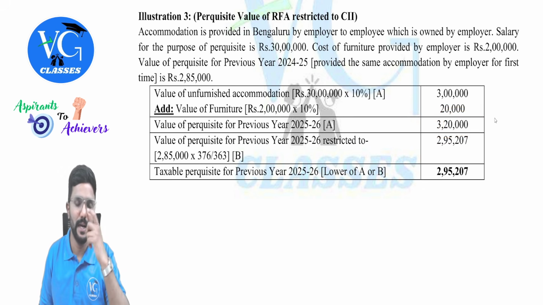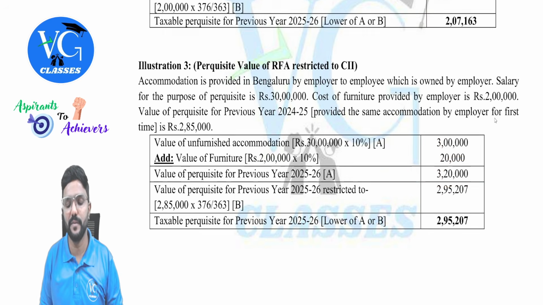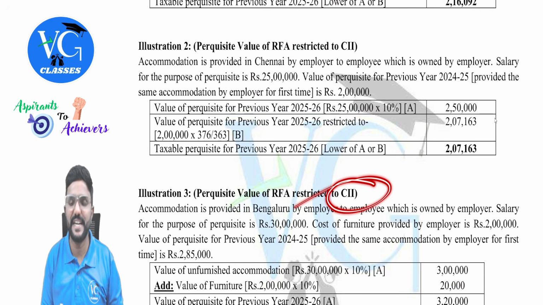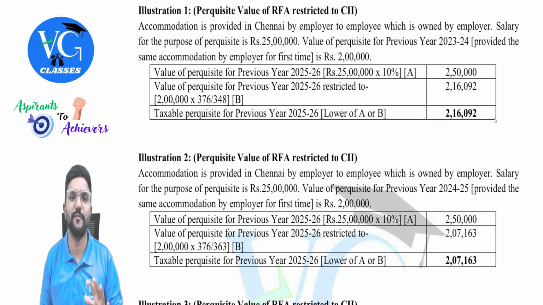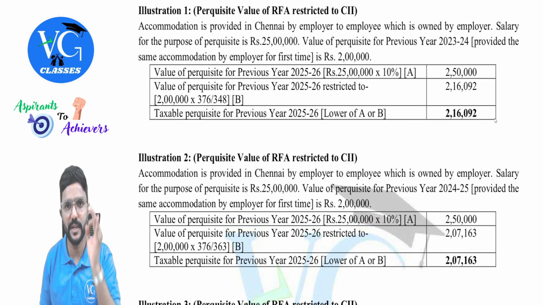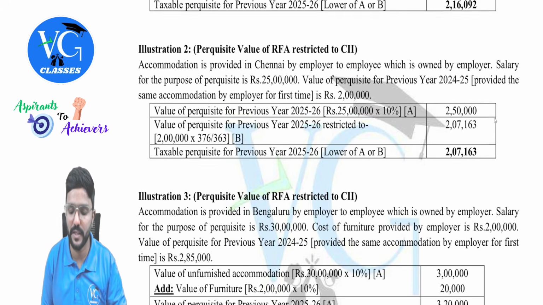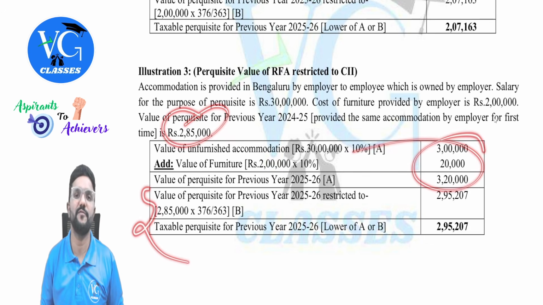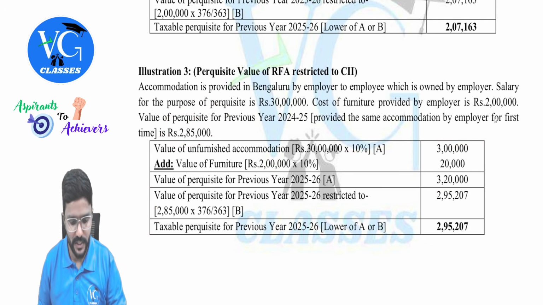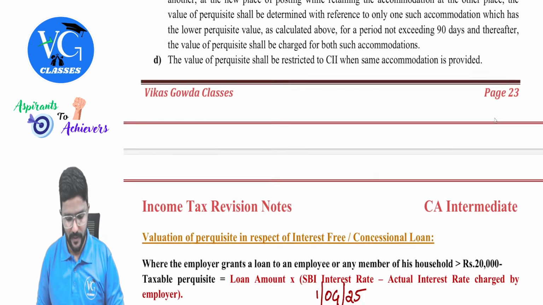Got it, people? Yes. And please be careful. This provision, that is cost inflation index, we will apply only when the same accommodation is provided by the employer for more than 1 year. And only if such information, if this value and all is given in the question, only then you will apply this part. If not, just stop it for this. Got it? Yes, sir. Fine.